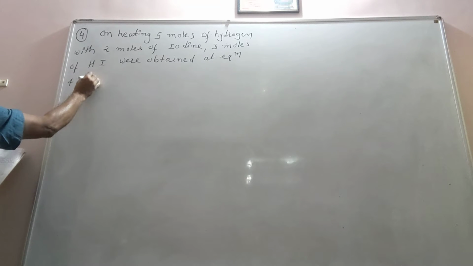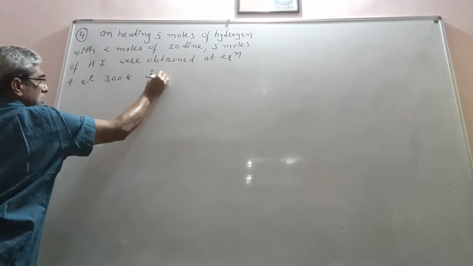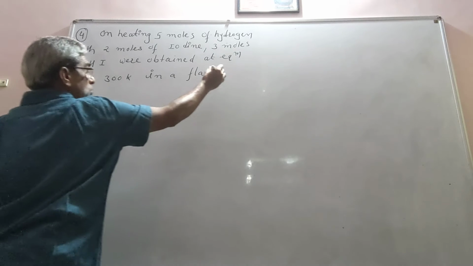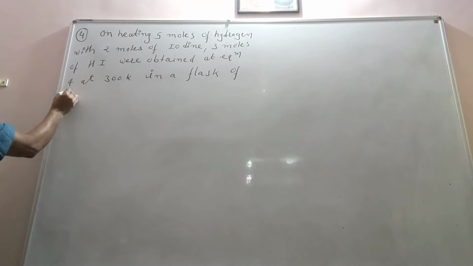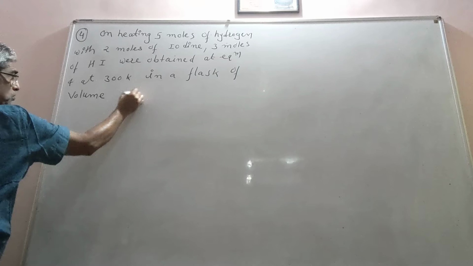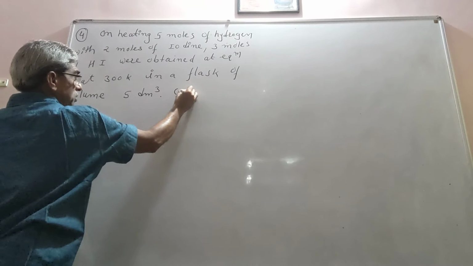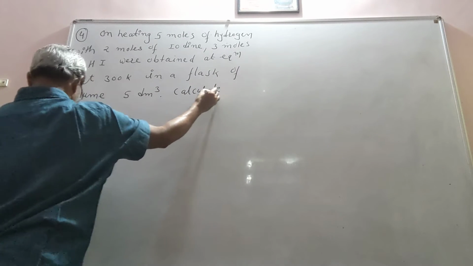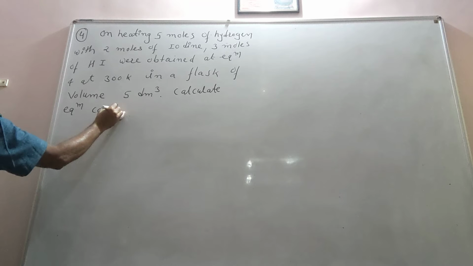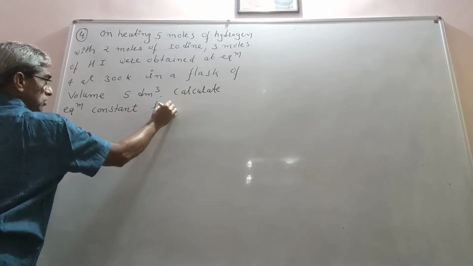and at 300 Kelvin in a flask of volume 5 dm cube, calculate the equilibrium constant for the given reaction.